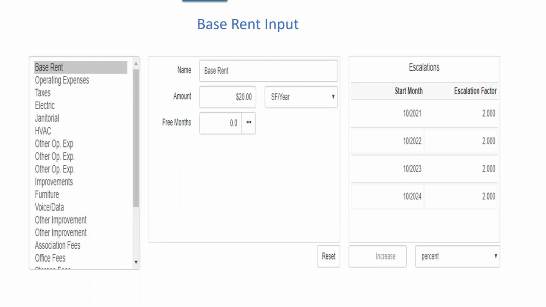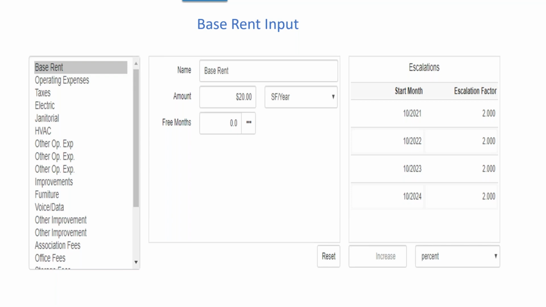So this shows what the base rent input would look like. You see the amount, $20 per square foot per year, didn't have any free month period. On the far left there, you see I've selected base rent, but we could also have selected operating expenses and taxes, electric, janitorial, and the improvements will be your TIs, and you could have furniture expenses and voice and data expenses and association fees, and you can rename any of these that you want. So I could have clicked on, if I was live in the program, that name, base rent, and changed it to something else, although I don't know why you change that, but you could change any of those operating expense names to whatever would be appropriate and that you want to use.